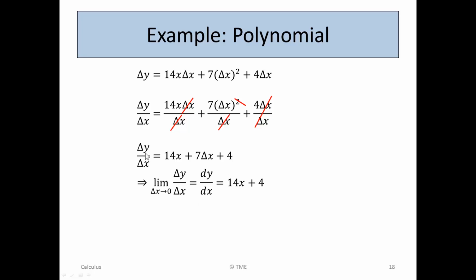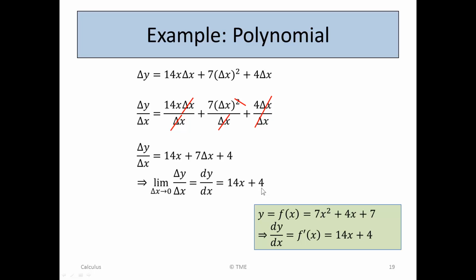Now as delta y and delta x become very, very small, as delta x goes to 0, delta y over delta x is called dy dx. But as delta x goes to 0, this becomes 0. And multiplying anything by 0, it would disappear. So instead of 14x plus 7 delta x plus 4, we're just left with 14x plus 4. So that is the derivative, differentiation from first principles.